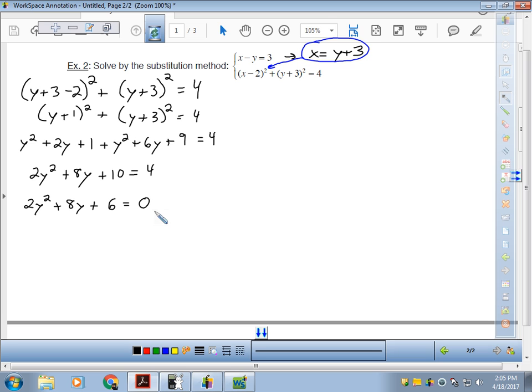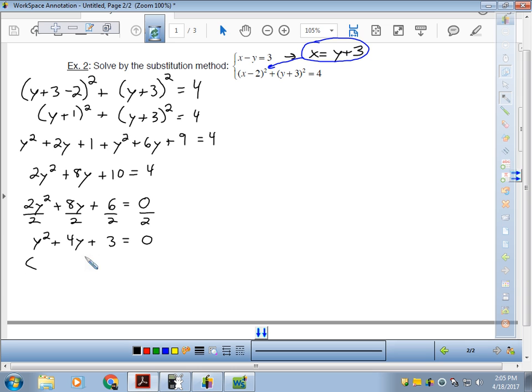Now, we could solve it from this point, but we can actually do something to make our lives a little bit easier. We can go through and divide everything by 2. So 2y squared divided by 2 gives me y squared, plus 8y divided by 2 gives me 4y, 6 divided by 2 gives me 3, and 0 divided by 2 gives me 0.